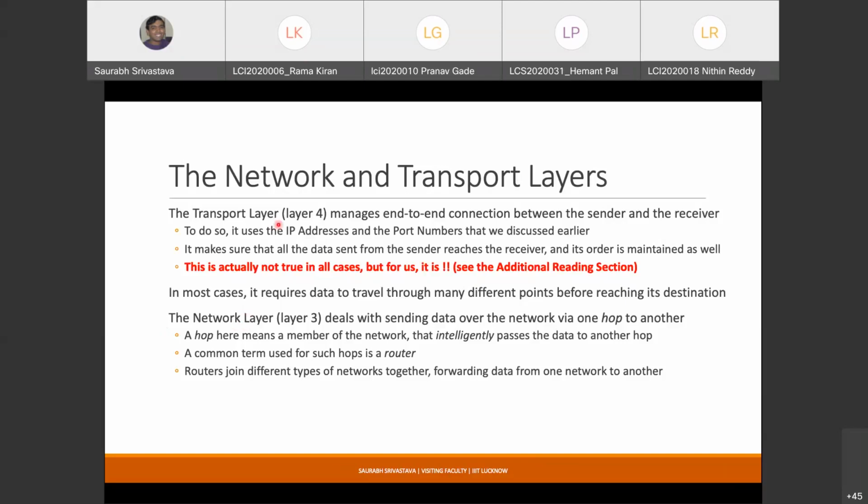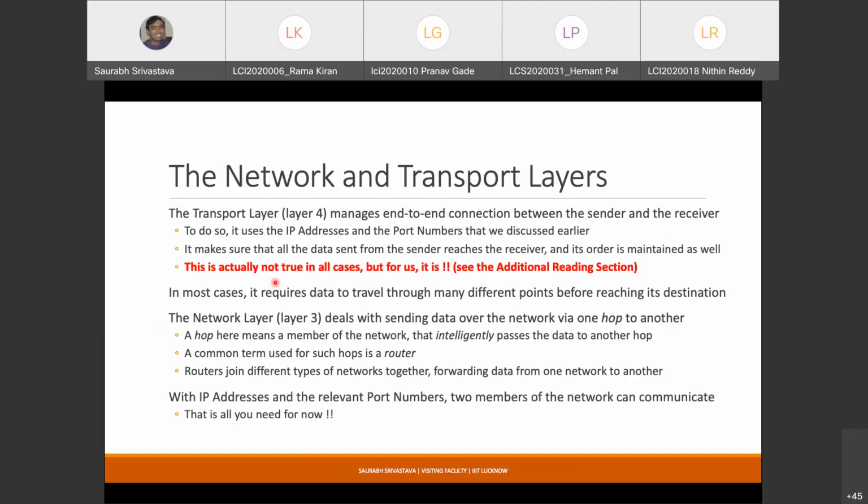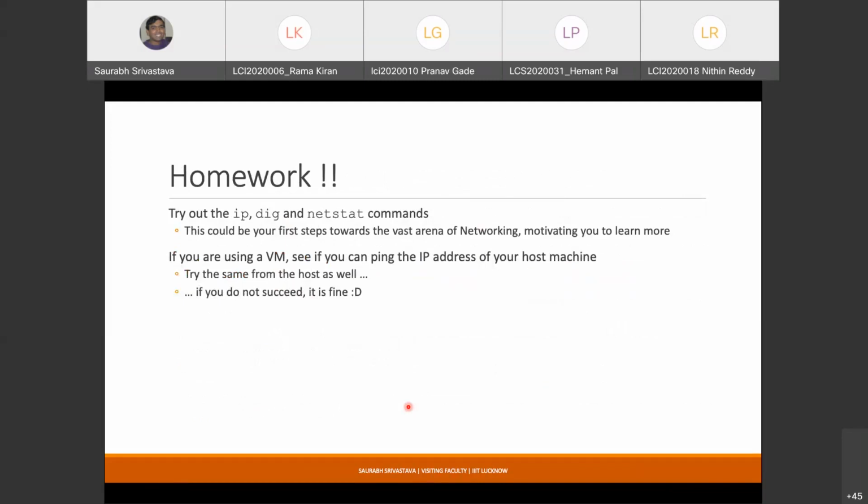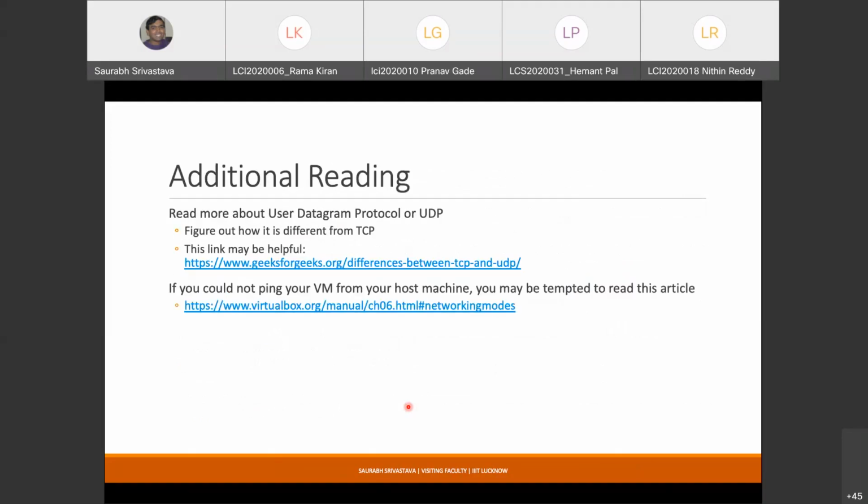So these are the only two layers you need to know about. In fact, probably the only two things that you need to know about are the IP addresses and the port numbers. As long as you know these two things about your communication mechanism, you will be able to establish a connection using some kind of C++ or Java code, right? So any queries on this?